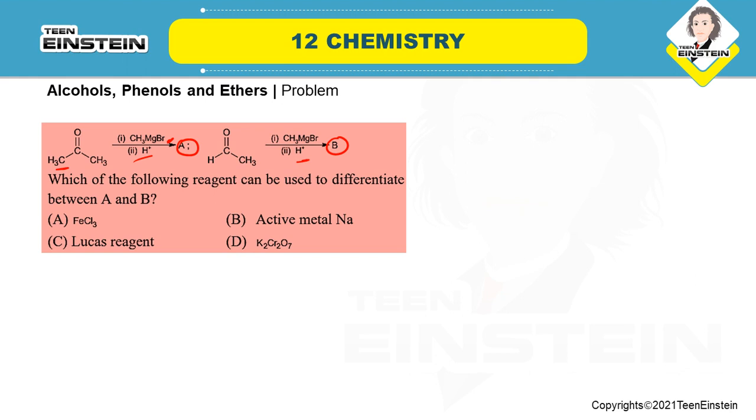Now as it is ketone, it will be 3 degree. This is aldehyde but not formaldehyde, so it will be 2 degree. Now 2 degree and 3 degree alcohol, how can we differentiate?